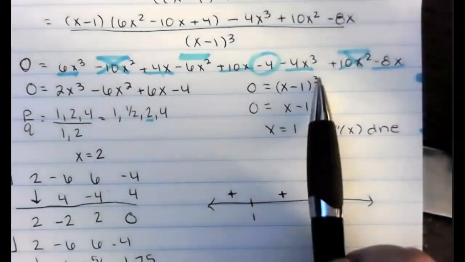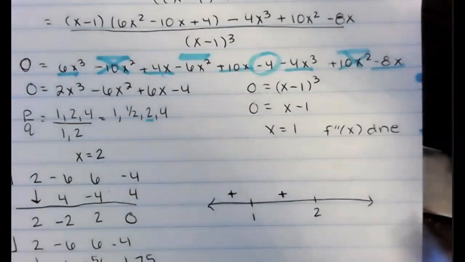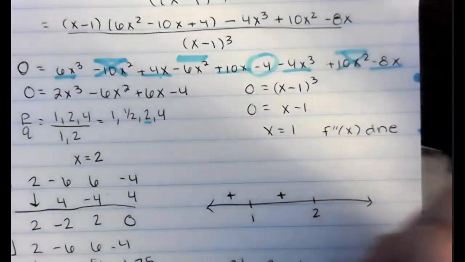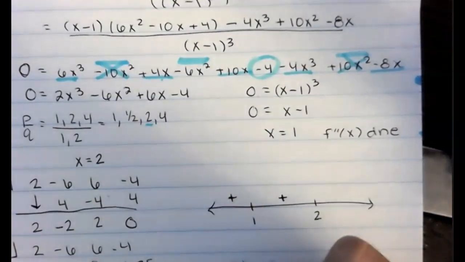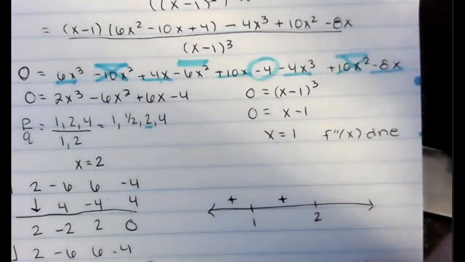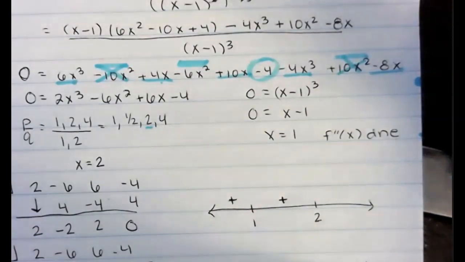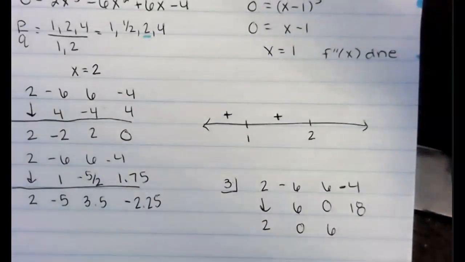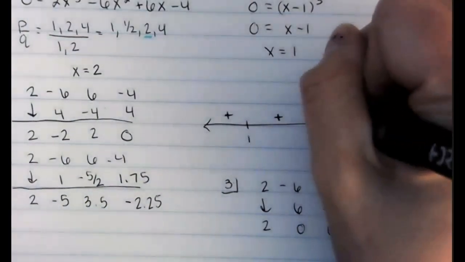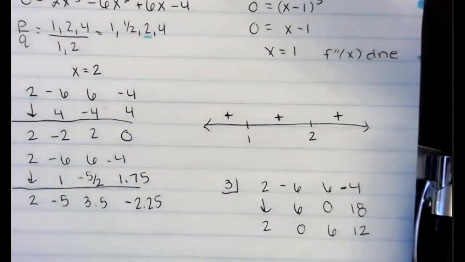3 minus 1 is 2. 2 cubed is 8. And then if you plugged in 3, so again, using synthetic, assuming you didn't have a calculator, so I have no POIs.